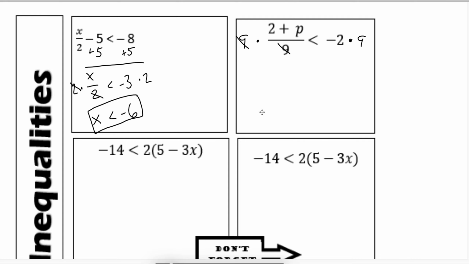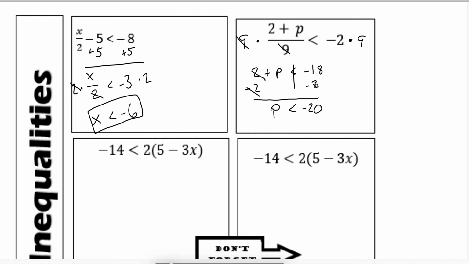9 and 9 cancel. We're left with 2 plus p is less than negative 2 times 9, which is negative 18. Good job. I knew you knew that. Trying to get the variable by itself. Got to get rid of this positive 2, so we subtract 2 from both sides. And we're left with, cancel, cancel, p is less than negative 18 minus 2, negative 20.